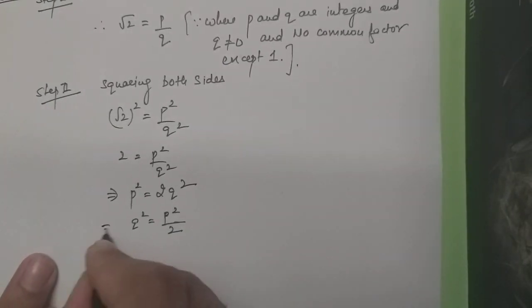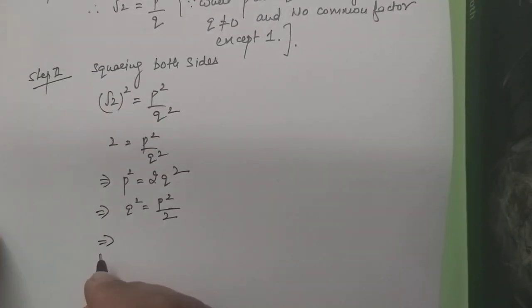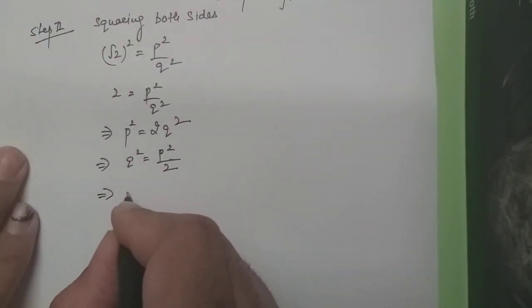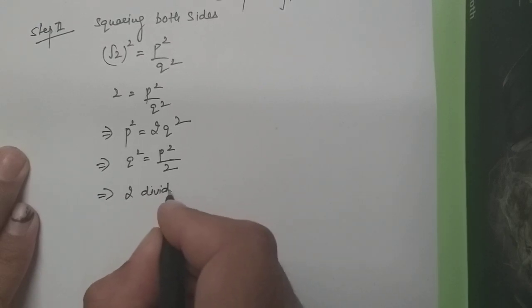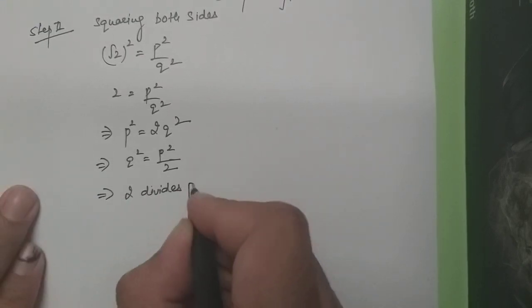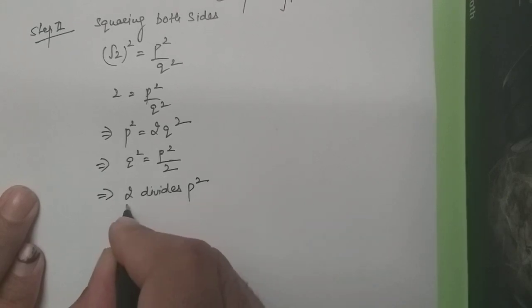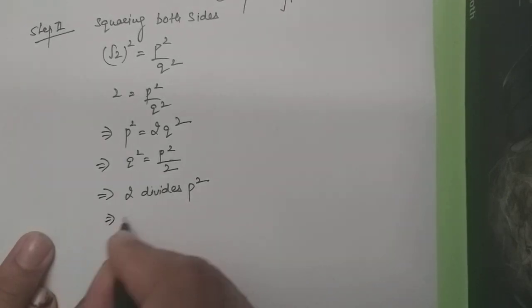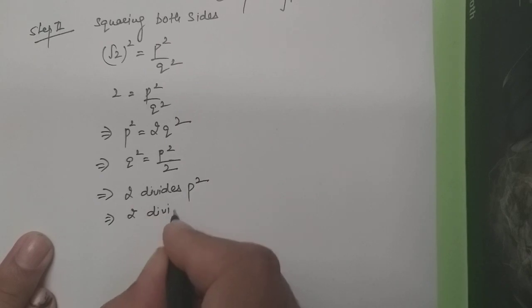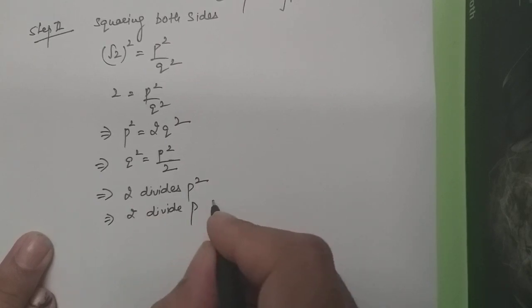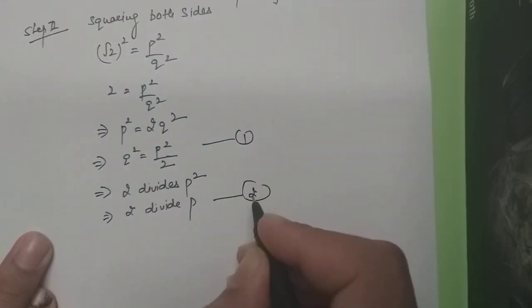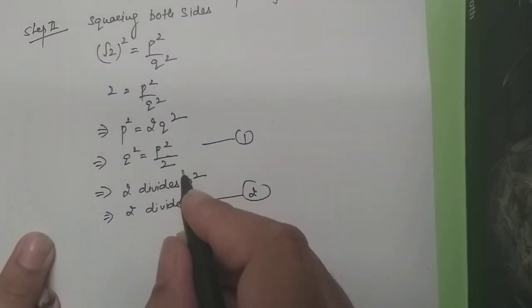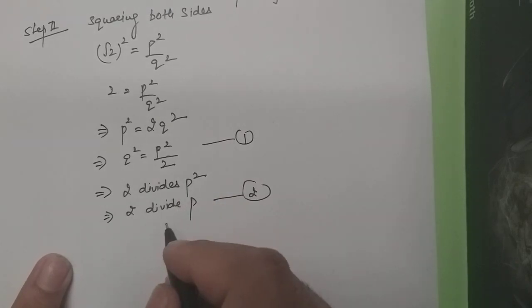What does it mean? It means 2 divides p squared. If 2 divides p squared, then 2 must divide p also. So we take this as number 1 and this as number 2. Now we have checked that p squared is divisible by 2, so p is also divisible by 2.